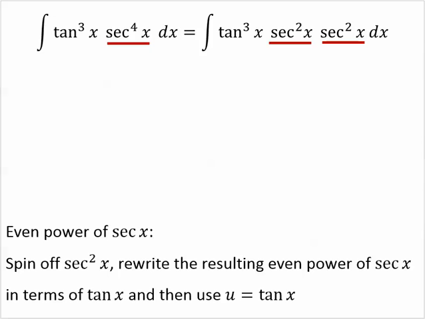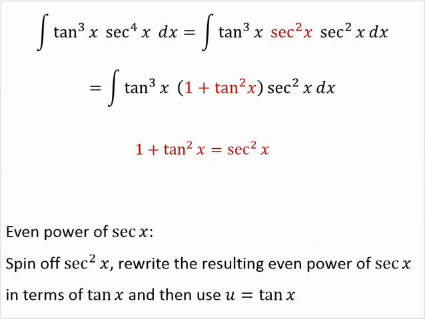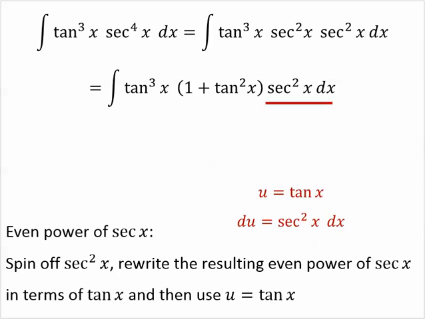Then, rewrite the resulting even power of secant in terms of tangent. Secant squared is equal to 1 plus tangent squared. That's one of your Pythagorean theorems. Next, do your substitution. U equals tangent x. If u equals tangent x, what's du? Du would be secant squared x dx. And hopefully now you can see why we had to spin off secant squared x.